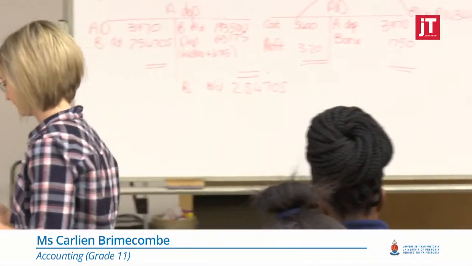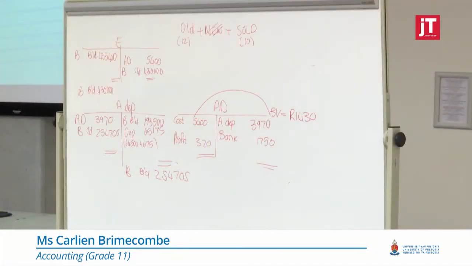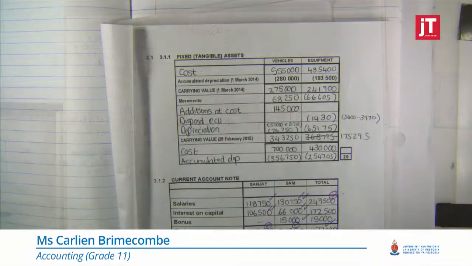Is the carrying value 175,295? Yes, 175,295. Good. How do we get the carrying value at the end? Carrying value at 1st of March plus movements. Correct, or costs minus accumulated depreciation. So work out. There you can have a look, to make sure you take the correct totals to the face of the balance sheet.